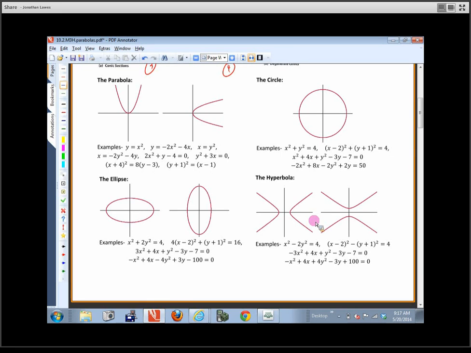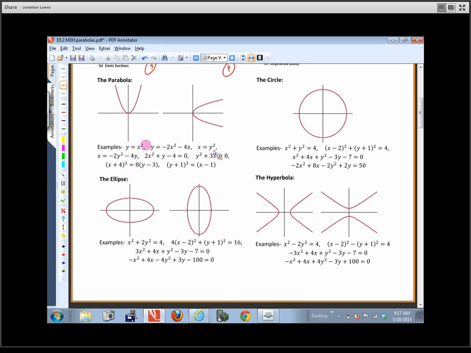Think about when we dealt with parametrics. Parametrics do the same thing. We could have an x going back and forth like this while the y is changing. So you can model some pretty cool behavior if you don't just restrict yourself to something that passes the vertical line test on the coordinate plane. Okay, everybody good there?